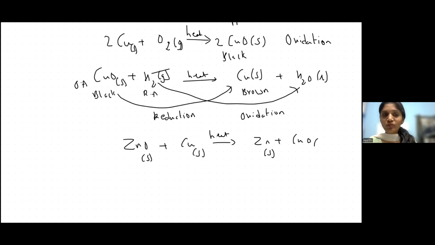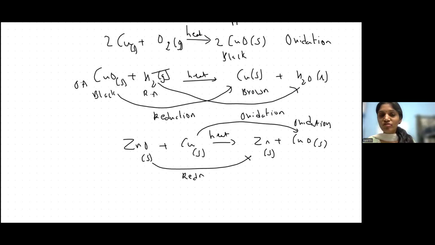Clear with this? Now, zinc oxide is undergoing what here? Reduction. Zinc oxide is undergoing reduction, and copper is undergoing what here? Copper is undergoing oxidation. As I told you, whichever is undergoing reduction is oxidizing agent, and whichever is undergoing oxidation is your reducing agent. Not the last and the final reaction, we still have reactions.